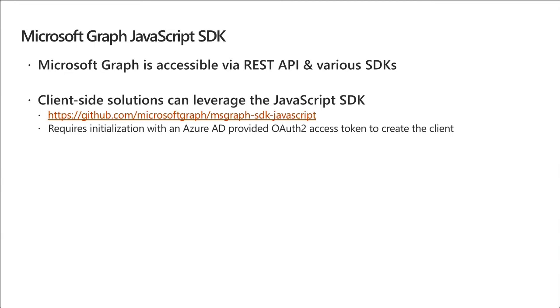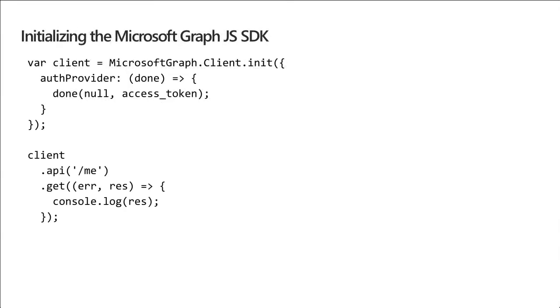What this is going to require us to do is initialize it first with the Azure AD provided OAuth 2 access token, in order to then use that client to be able to talk to the Microsoft Graph. So this is a snippet of the JavaScript SDK for the Microsoft Graph. You see here that I am calling the init method on this and passing in an object that is an auth provider for it, and that is going to give me back an access token.